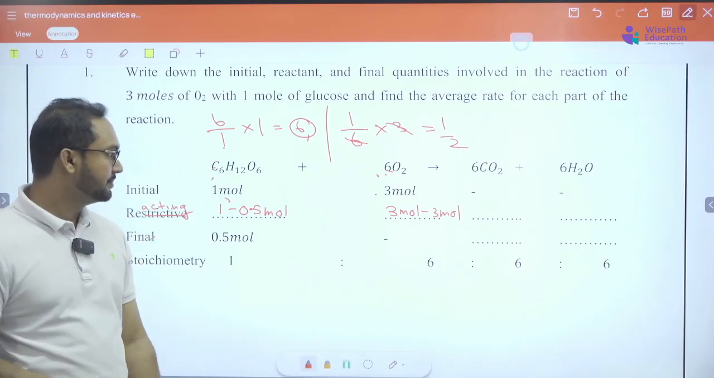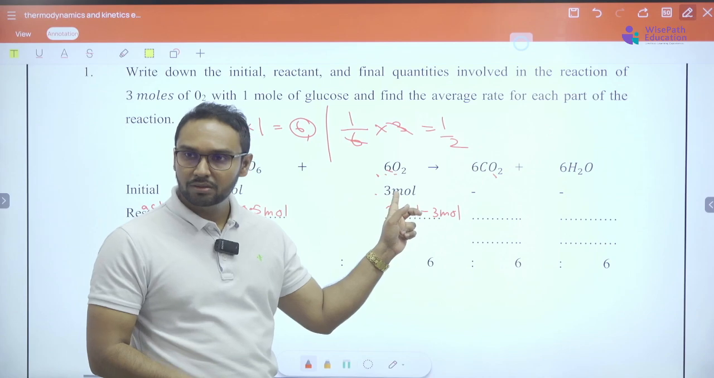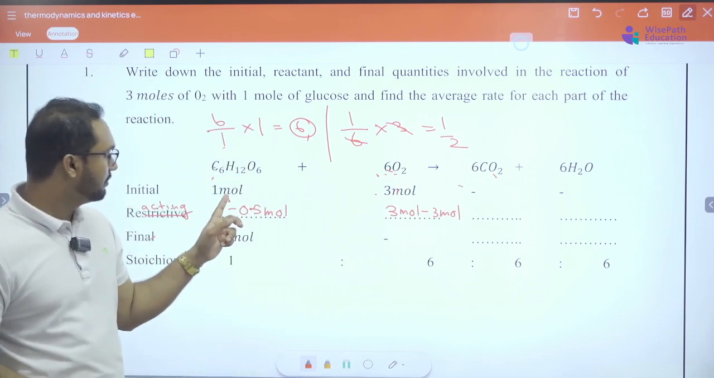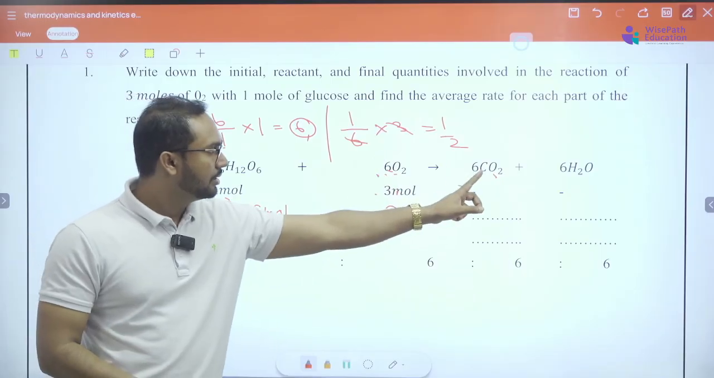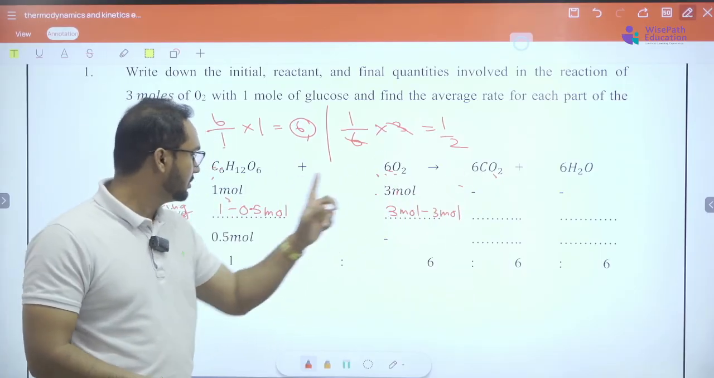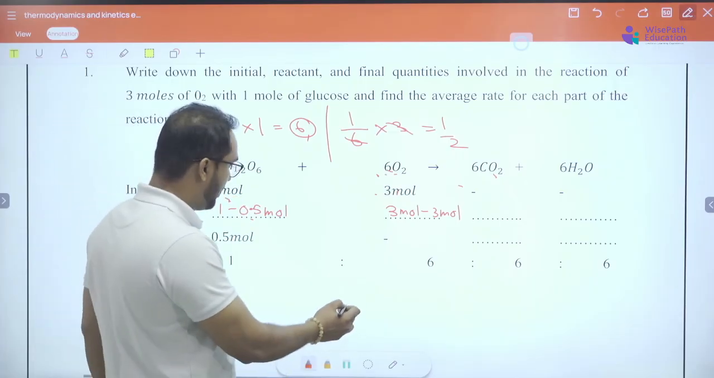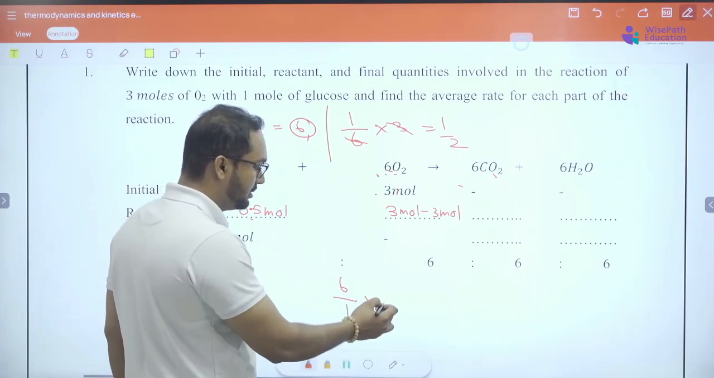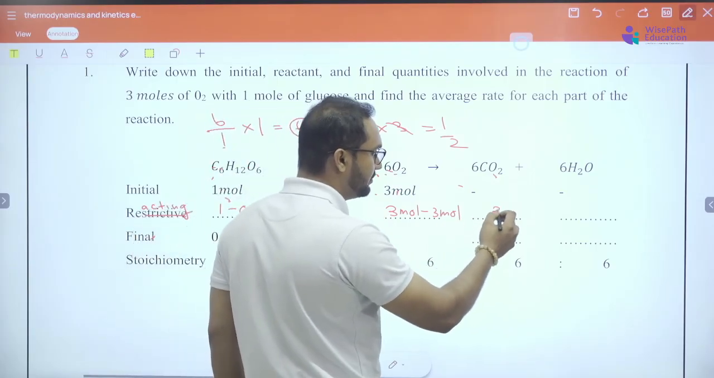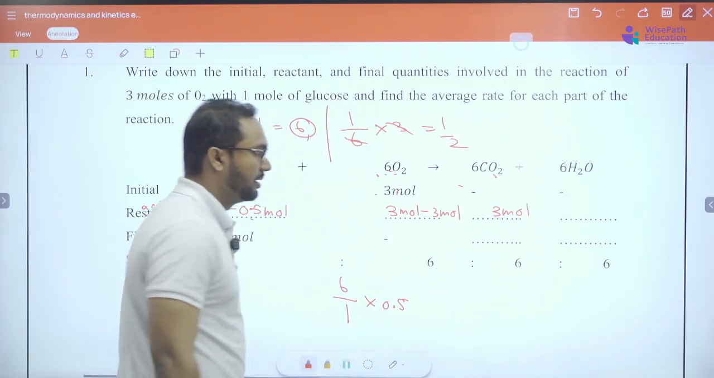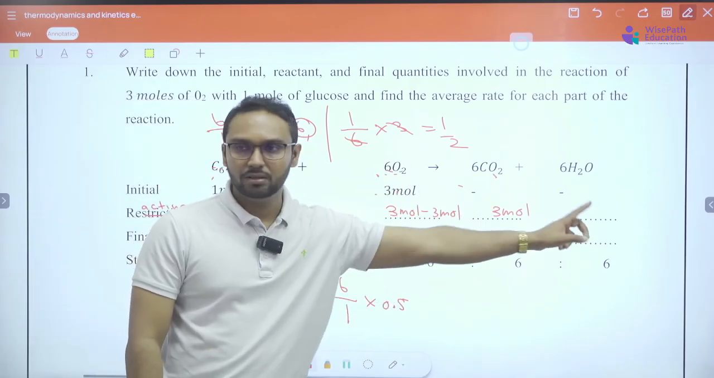Good. So make a 6 to 6. So 3 to 3. If you compare it with the glucose, 1 to 6, so 0.5 to, how do you take it? 1 to 6, 0.5 to 3. It will give the same answer, right? H2O, 6 to 6, 3 to 3.